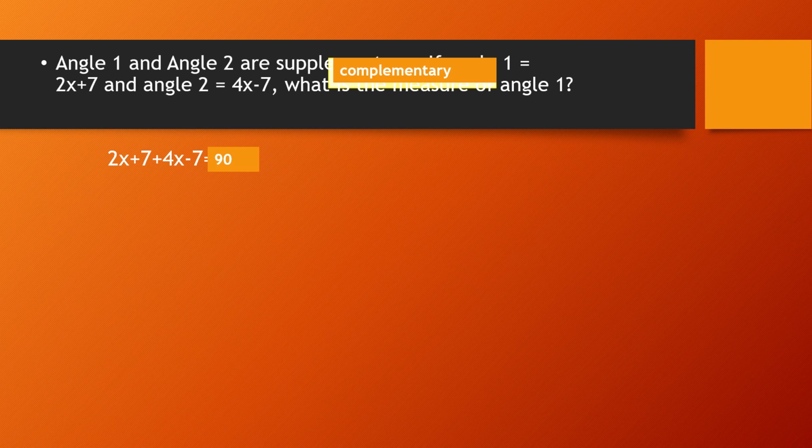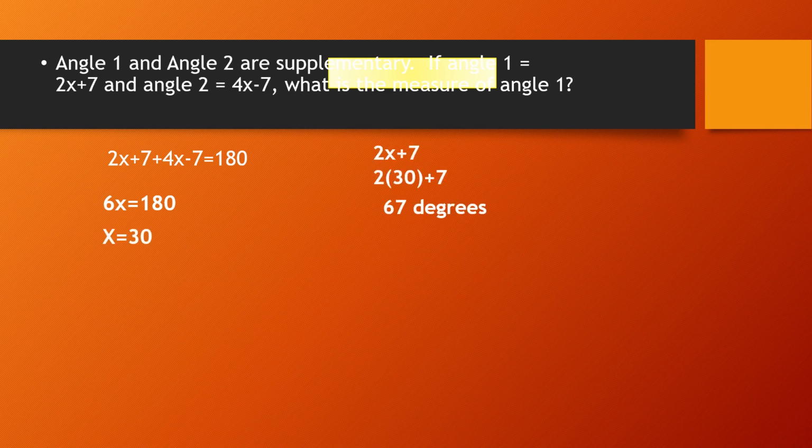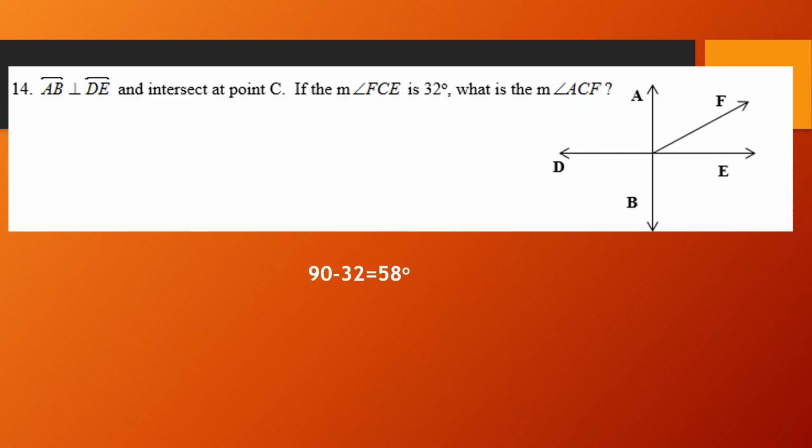Because it says supplementary, we're going to add and set equal to 180. But if it said complementary, we would add and set it equal to 90. If it said vertical, we would set them equal to each other instead of setting them equal to 180. So that vocabulary word really pushes the rest of this work along for you. After we know it's supplementary, that tells us we add and set equal to 180. We solve for x, we substitute back in, and we move on because we're correct.